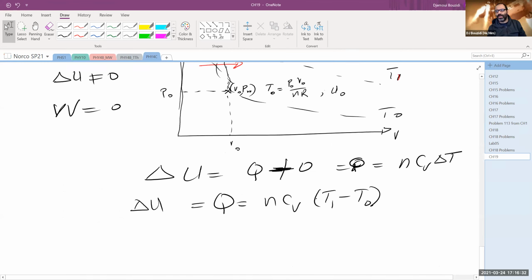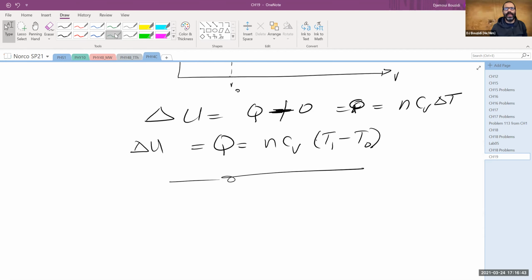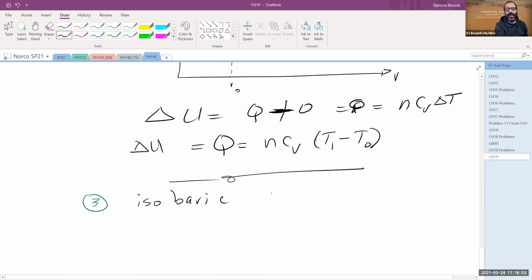Okay, very good. So the last process I'm going to explore today, I'm going to leave the adiabatic process for next time when we meet, is process number 3, the isobaric process. Again, I'm going to take a PV diagram.